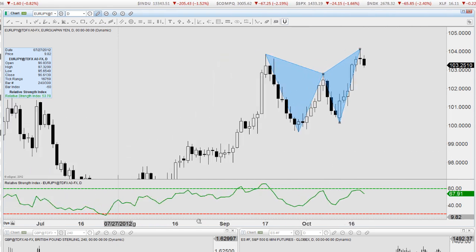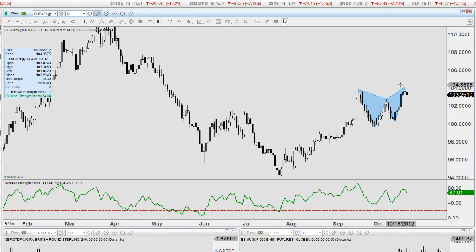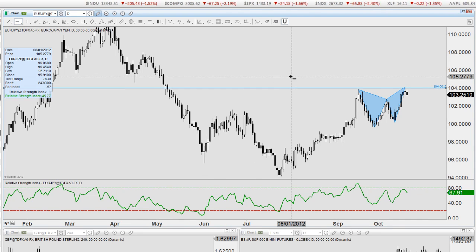Now, if I look left, here's the big problem with these types of butterfly patterns: if I'm looking to sell this thing, where am I going to sell it? Here's where the butterfly should actually complete, somewhere right in here. But look left, we got no structure.